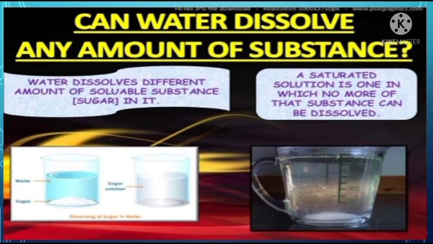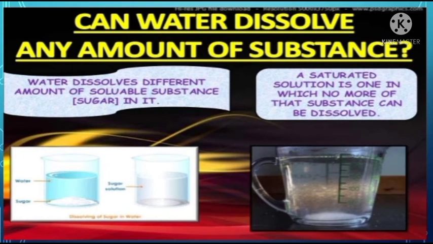For example, 1 teaspoon of salt is dissolved in 100 gram of water at 25 degrees Celsius. If more than that is added to the 100 gram of water, the extra is deposited in the water solvent. Such a solution is called a saturated solution.